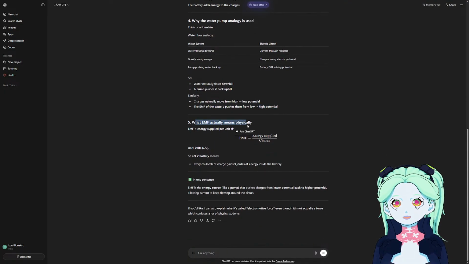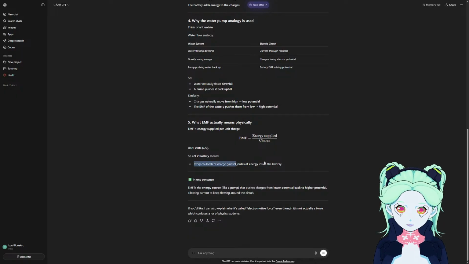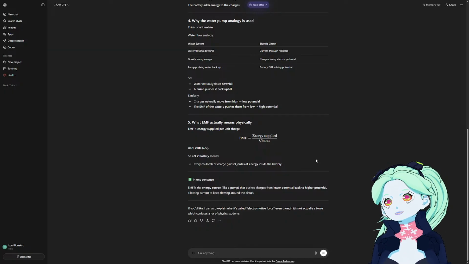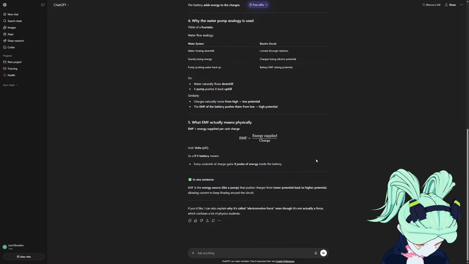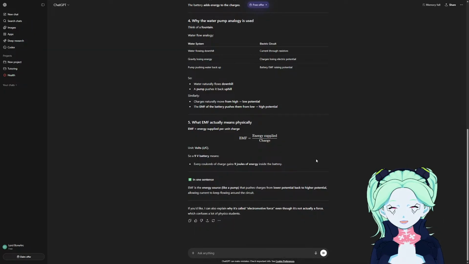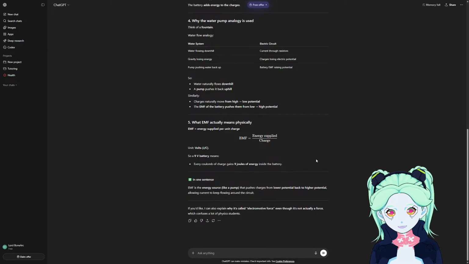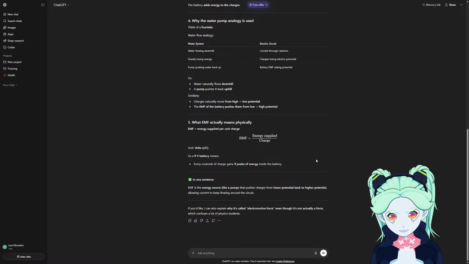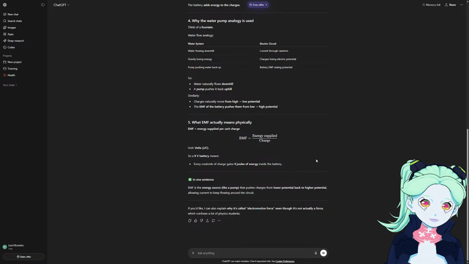What EMF actually means physically: EMF is energy supplied per unit charge, in units of volts, which is joules per coulomb. So a 9-volt battery means every coulomb of charge gains 9 joules of energy inside the battery. So volts is really just energy per coulomb. In one sentence, EMF is the energy source, like a pump, that pushes charges from lower potential back to higher potential, allowing current to keep flowing around the circuit.